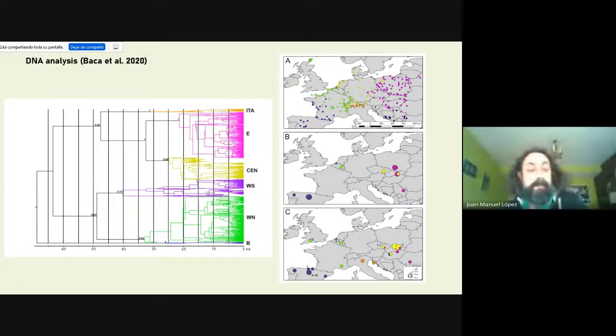And finally, another kind of work that we can find now is DNA. This is a study that we made in collaboration with Polish people back in 2020. This is only the separation of two vole species, the common vole and the field vole. This kind of study is useful to know the origin of the different species. For example, this is the distribution more or less of the different lineages of the species currently in Europe.